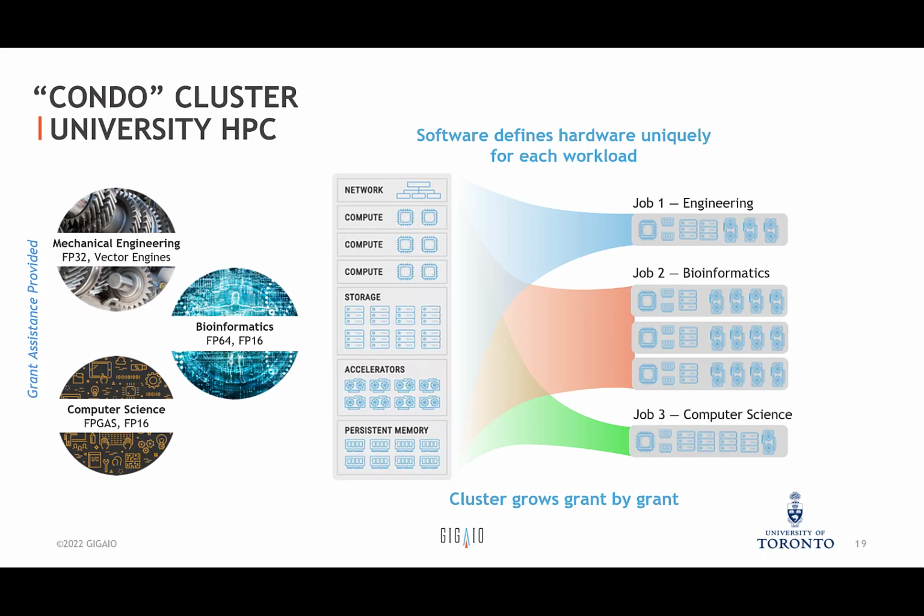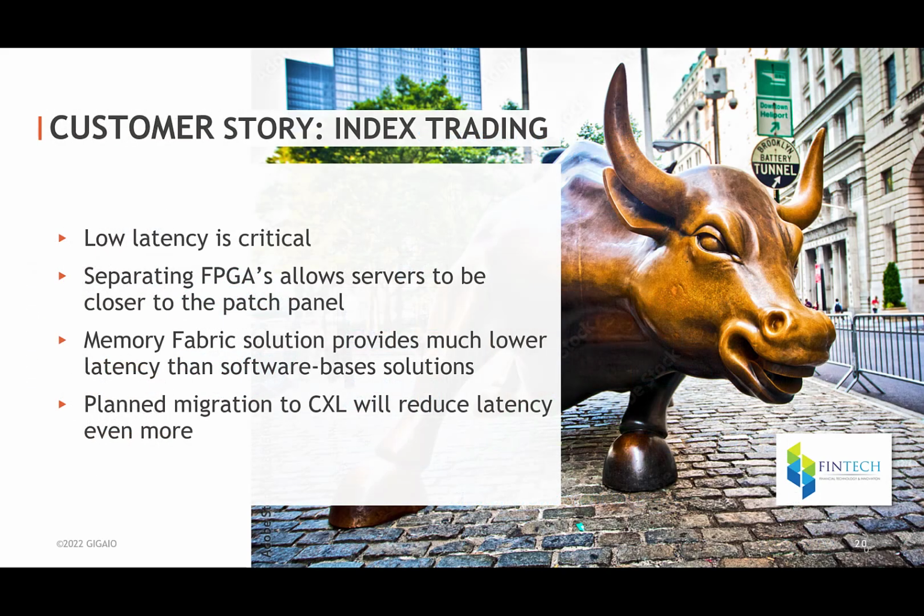The first one is universities. With universities, I have lots of different schools that all have different hardware requirements. They all get their own grant money. They all do their own thing, but they need a stack that can be dynamic enough to take care of each individual school's problems, in a way that truly meets the performance requirement while at the same time meeting flexibility. And that's what GigaIO's CONDO cluster approach will do for them.